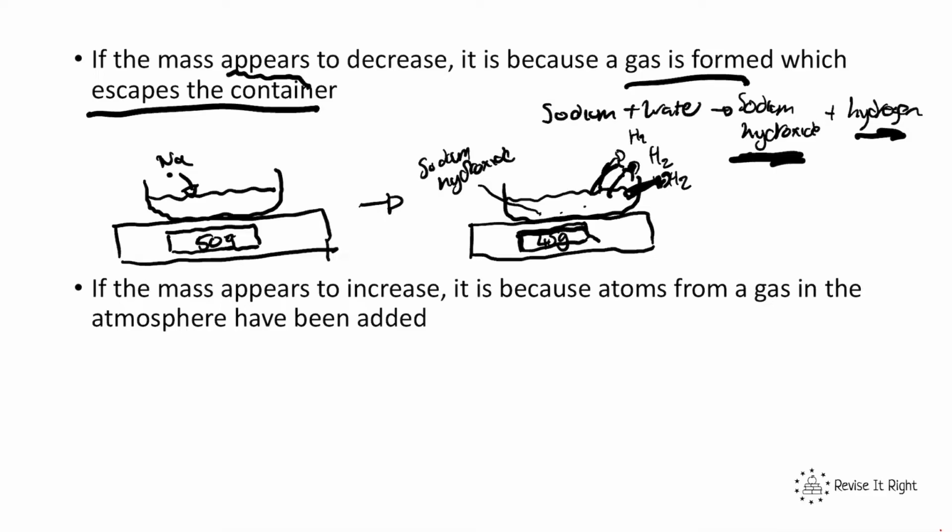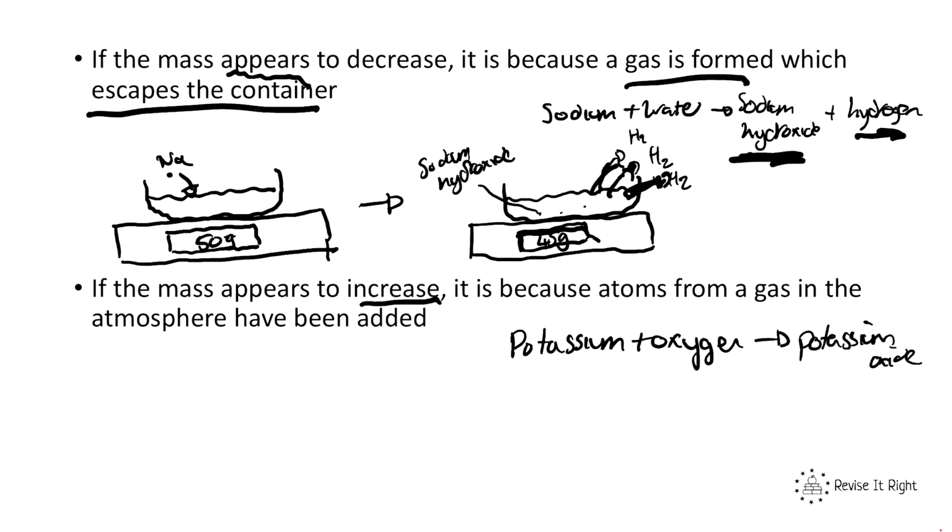Now, there's a second reason why a mass may appear to change, and that is the mass may appear to increase if atoms from a gas in the atmosphere have been added. To explain this reaction, I'm going to use potassium. Again, another example from our Group 1 alkali video, potassium plus oxygen. You should know if you've watched that video that potassium plus oxygen forms potassium oxide. If you didn't know either of these two reactions, I suggest you go back and watch that Group 1 elements video. Now, the same thing again, I'm going to put this on a scale.